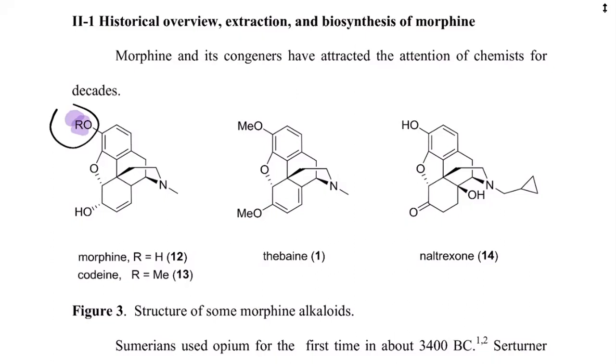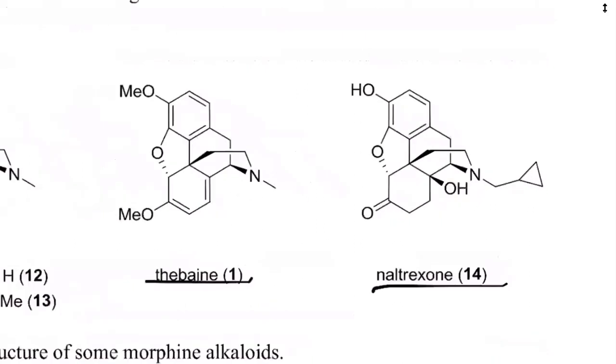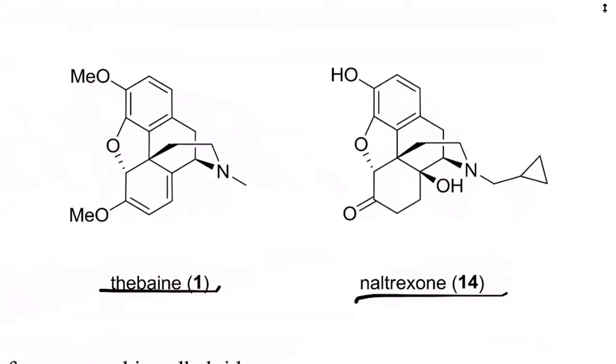All right, so then this other compound, thebaine, is a derivative of morphine right here. And then naltrexone, which is another derivative, right? You can see the difference. And naltrexone is right here, right? So you have that cyclopropane ring attached to your nitrogen as the alkyl group rather than the methyl group, all right?